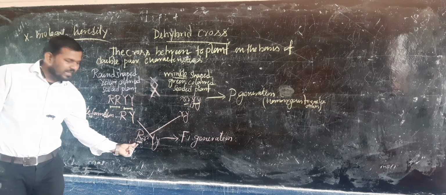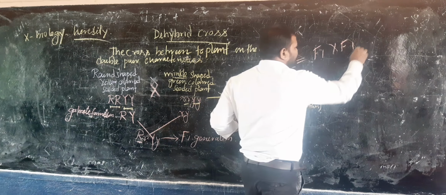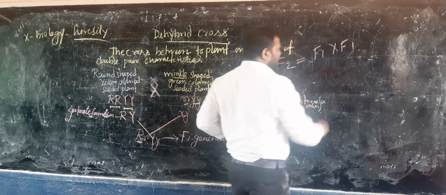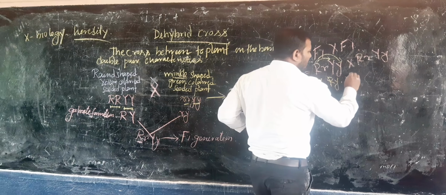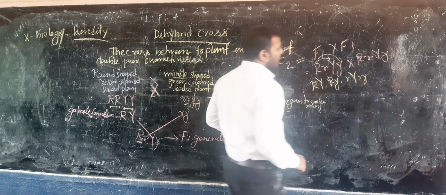Now the cross will take place between the F1 plants to get the F2 generation. The cross F1 into F1. Now we know the genotype is capital R small r, capital Y small y, into capital R small r, capital Y small y. They will produce four types of gametes. Here R can combine with Y and small y. So they will produce capital R capital Y, capital R small y, small r capital Y and small r small y. These are the four types of gametes produced by the F1 plants.